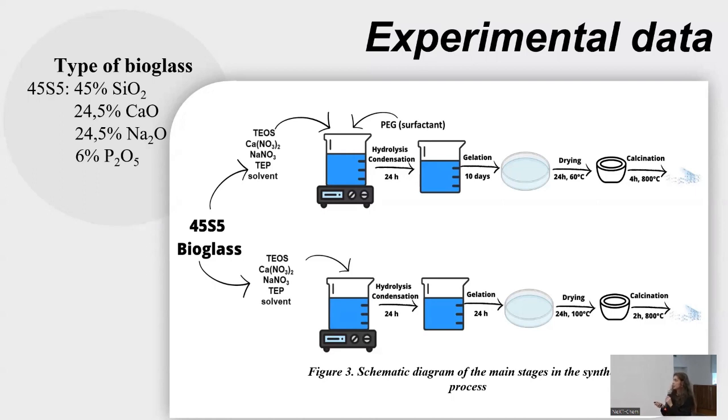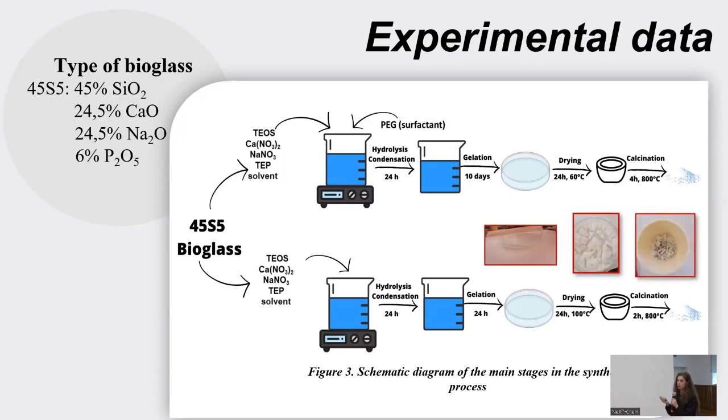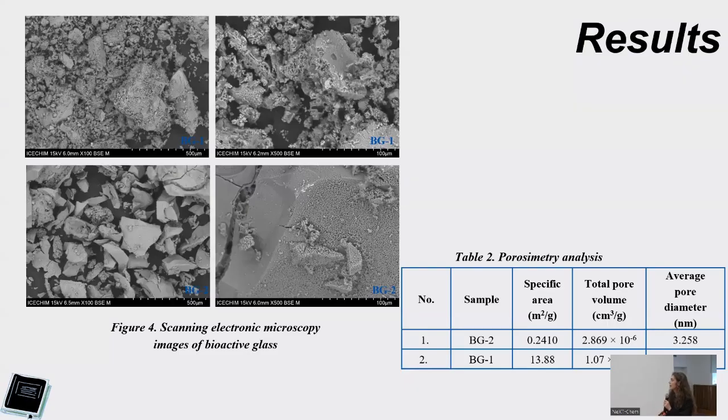In the first synthesis, I used a surfactant to improve the specific surface area. Both syntheses are similar. The gelation time is different. In the first synthesis I've done, the gelation time is 10 days, and in the second it is just 24 hours. But in the end, I obtained a white powder in both syntheses.